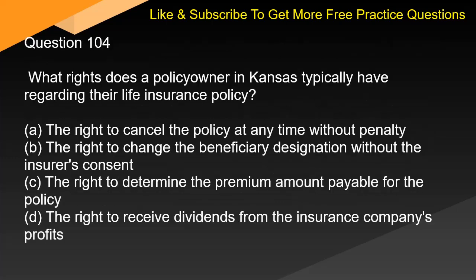Question 104. What rights does a policy owner in Kansas typically have regarding their life insurance policy? A. The right to cancel the policy at any time without penalty. B. The right to change the beneficiary designation without the insurer's consent. C. The right to determine the premium amount payable for the policy. D. The right to receive dividends from the insurance company's profits.